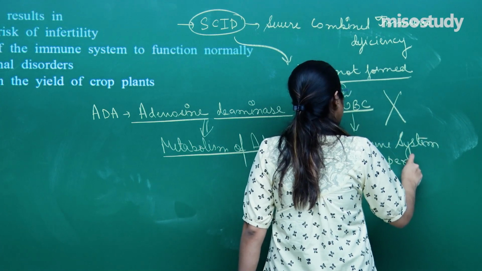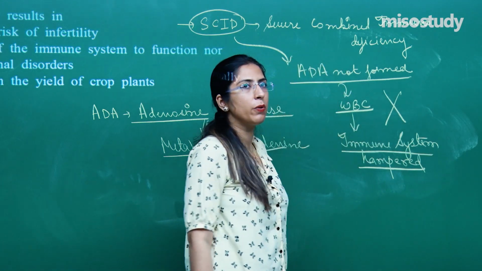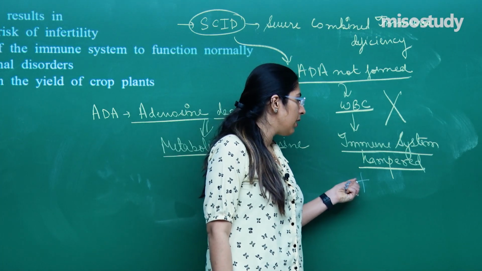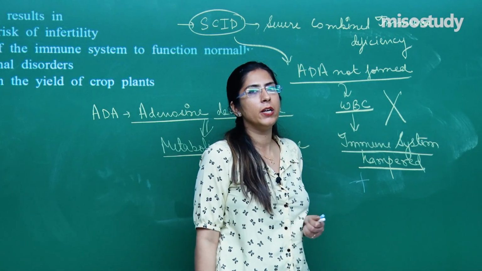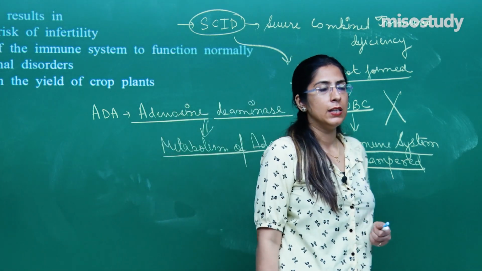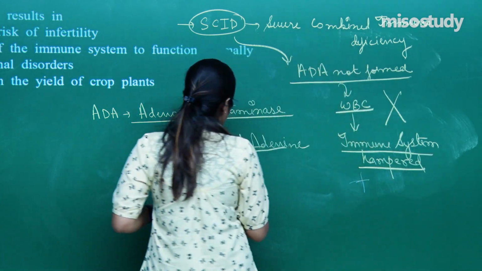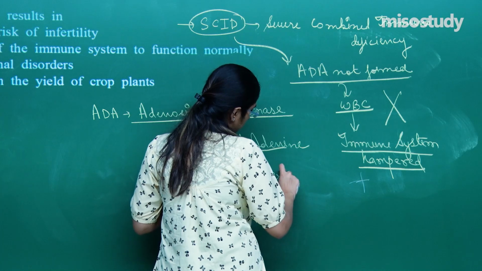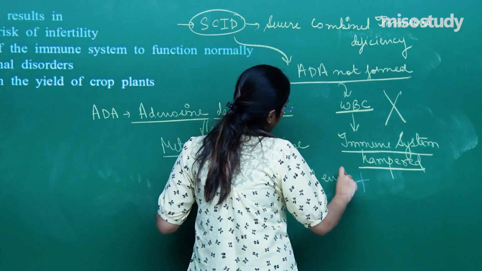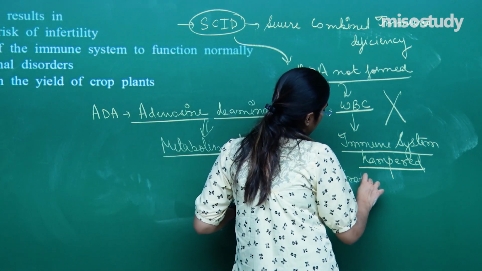When the immune system is hampered, what will happen? Will the patient be able to respond to any pathogen which enters their body? No, they will not be able to respond. The pathogen will come, attack the body, and cause destruction, and ultimately this could lead to death. The patient can only survive in those conditions if they are kept in a sterilized environment.